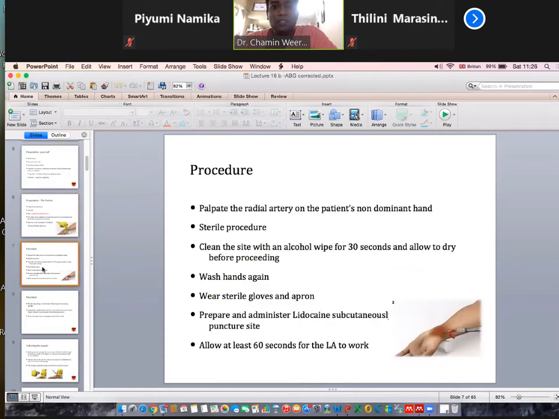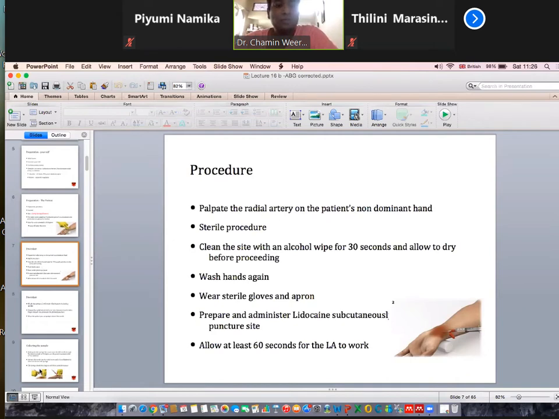Then what you do is you palpate. Wash the hands, wear the sterile gloves and clean the area with 70% alcohol or betadine. Then, if you want, you can apply local anesthesia, or you can do it without local. Then you feel for the radial artery and feel the point where you can feel the maximal pulsation.